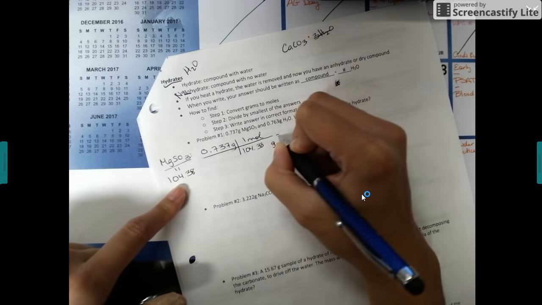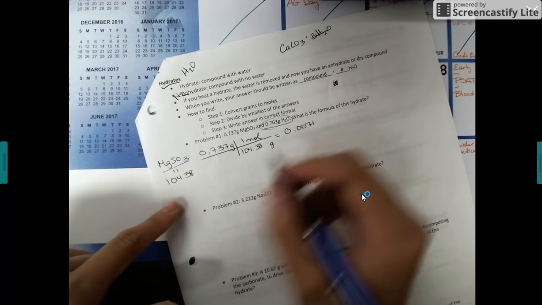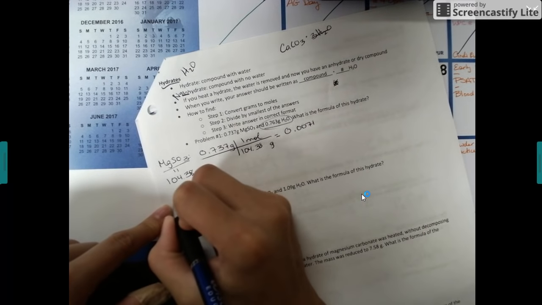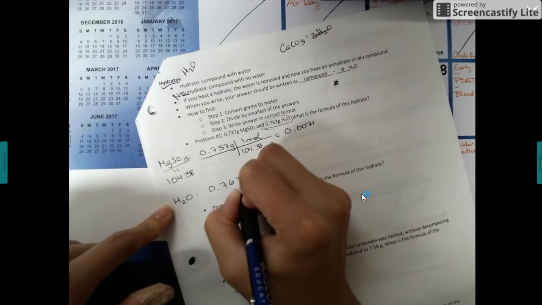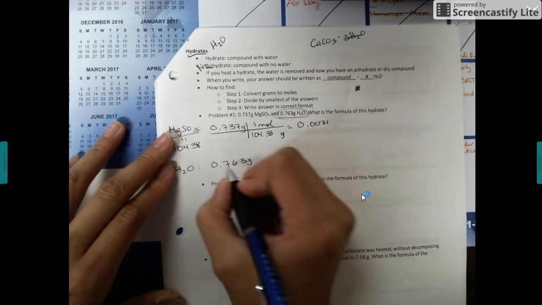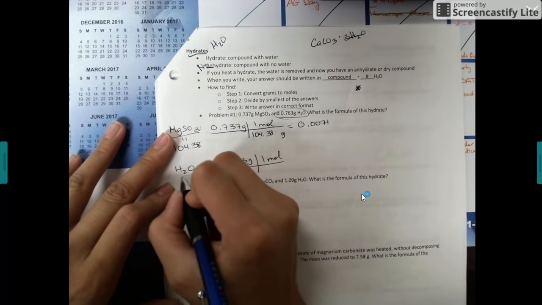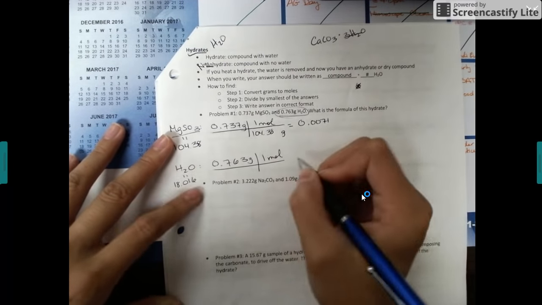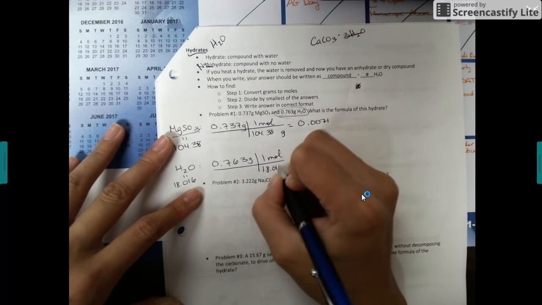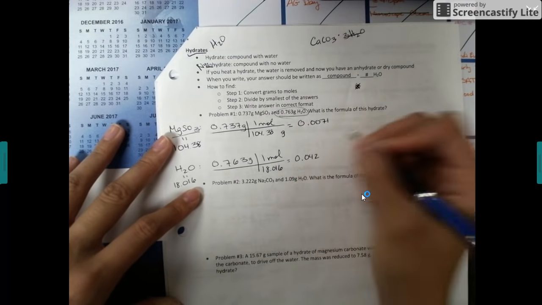Do my math, and here I get 0.0071. The next part is finding the moles of H2O, 0.763 grams, 1 mole. Mass of water, H2O, is 18.016. Make sure you understand how I got that. I do my math, and I get 0.042.